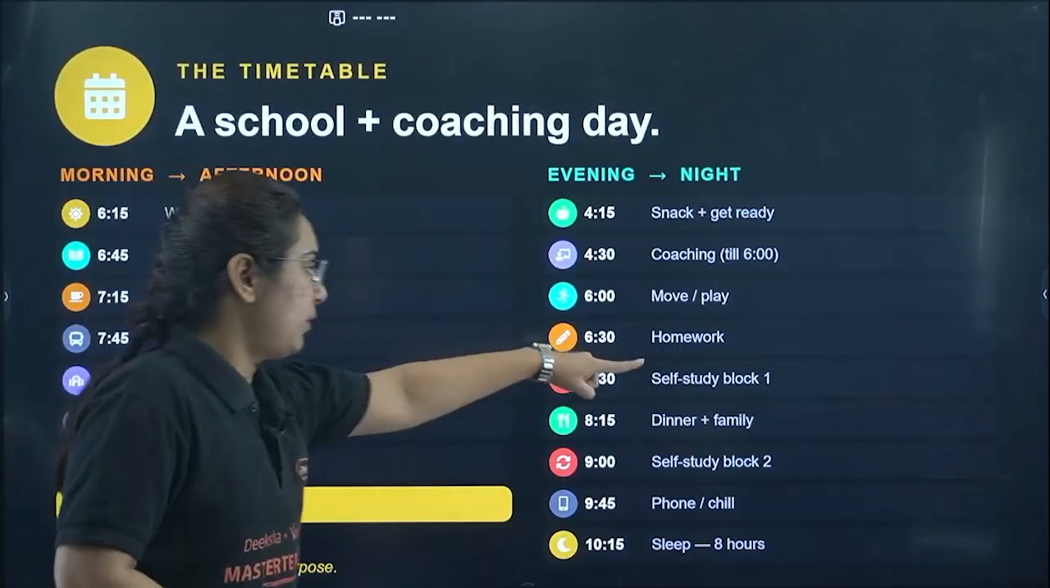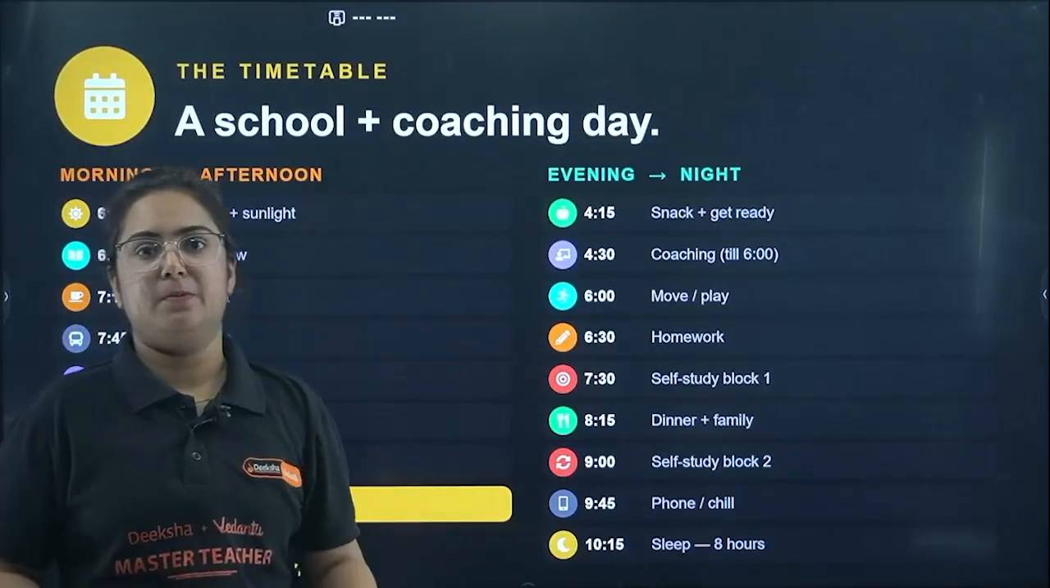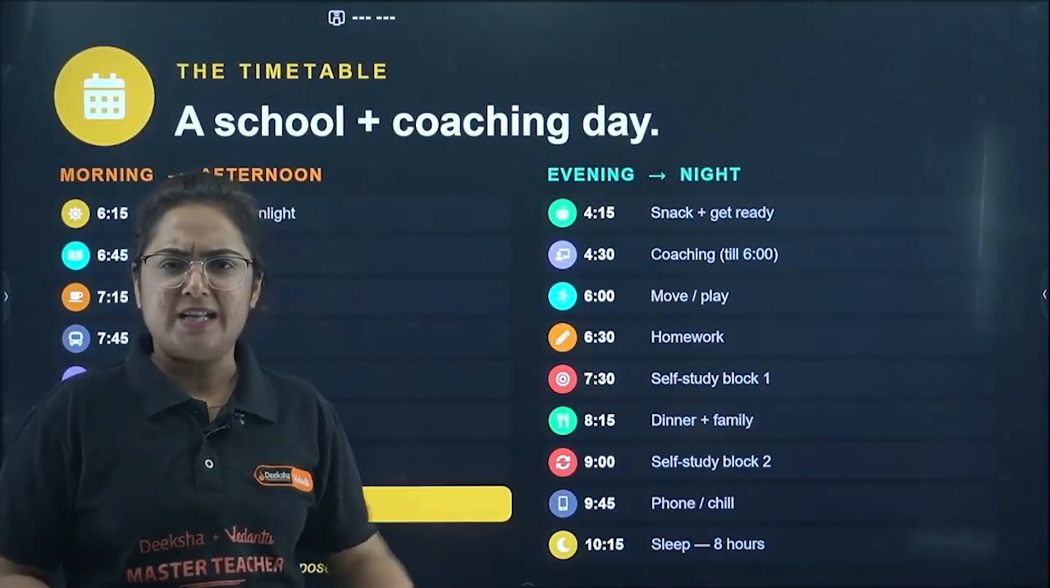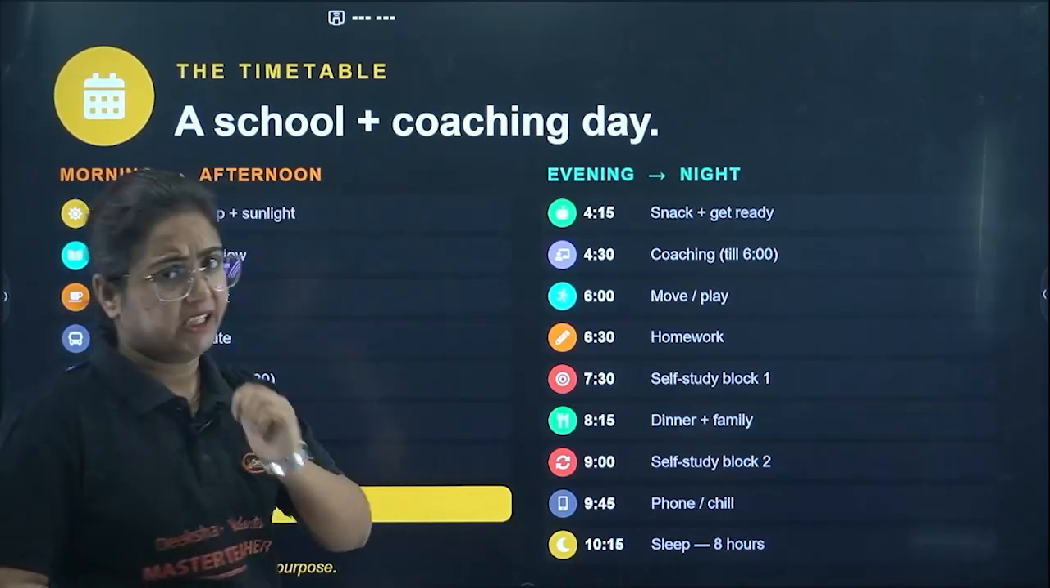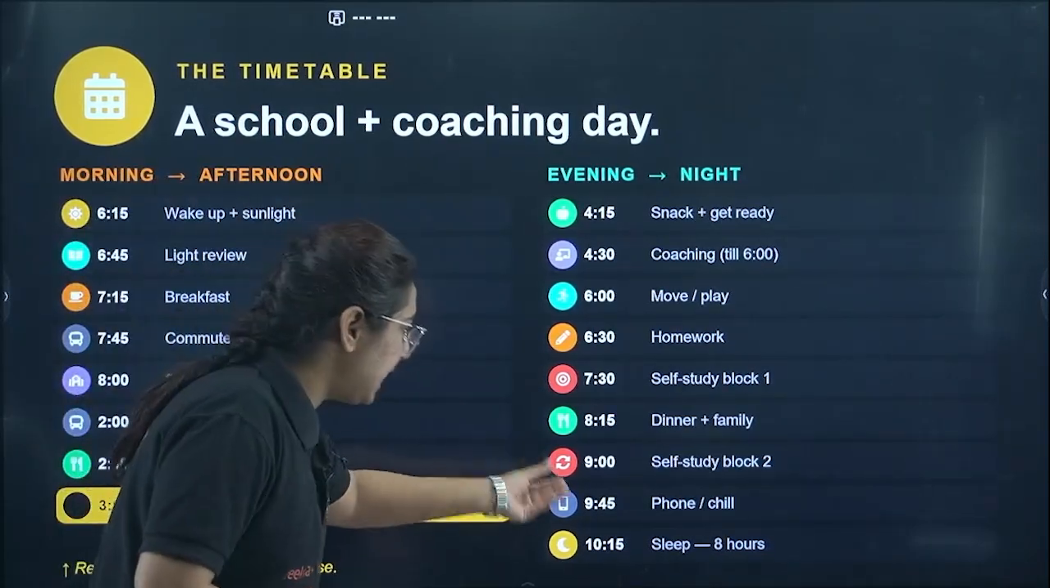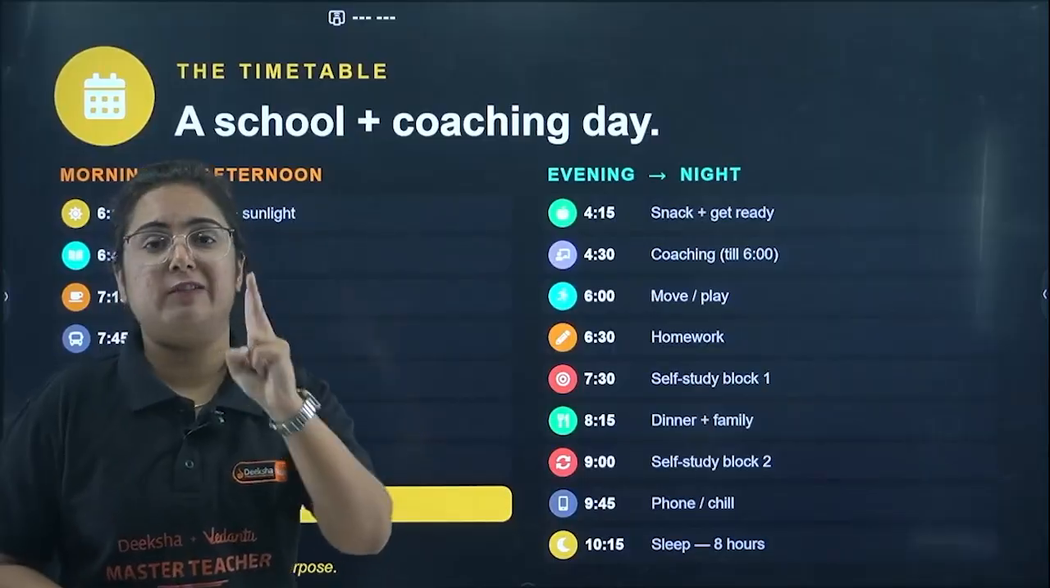Again, at 7:30 the first block is done. At 8:15 take a break. Family time. Talk to your parents. Go for dinner. Take a walk after your dinner, and at 9 o'clock come for the second block of self-study.